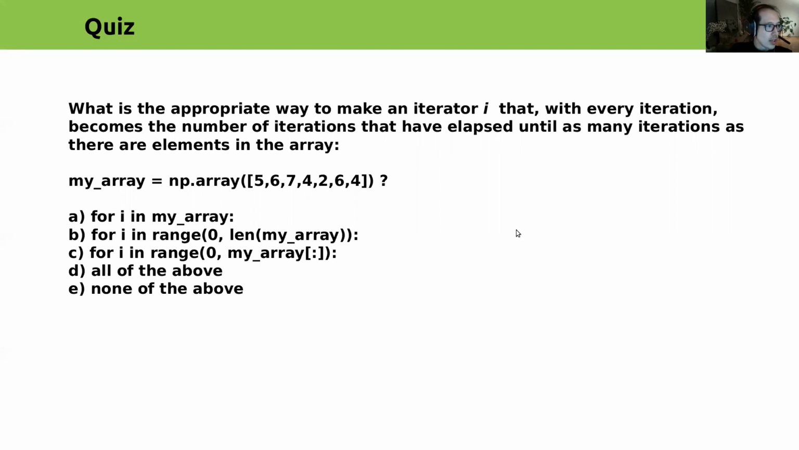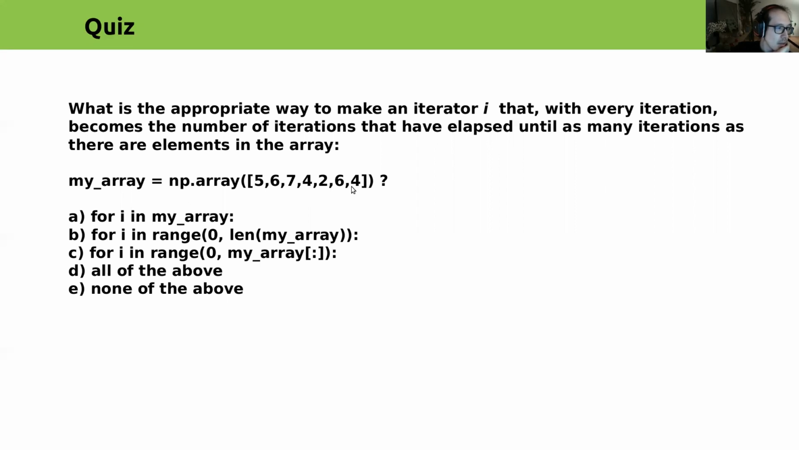What is the appropriate way to make an iterator I that with every iteration becomes the number of iterations that have elapsed until as many iterations as there are elements in the array? So a similar sounding problem, and we have even the same array as the last one. But in this case, we want to know how many iterations have elapsed with each loop. So that's going to have no relationship to the numbers that are actually stored in this array.